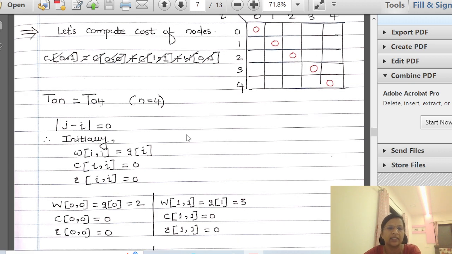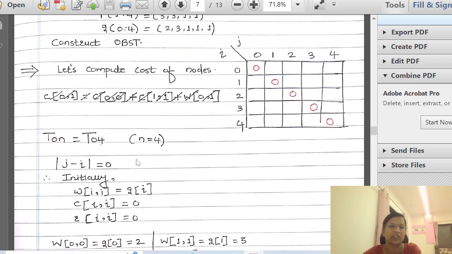What the formula says is, in the first step, whenever the values of J and I are the same, the weight is directly assigned the probability of unsuccessful search. In the problem statement, we are given the probability of unsuccessful search. So we can simply write W of Ij equal to Q of I. We can also replace J with I, because ultimately I and J are the same, so I have written it as W of II equal to Q of I. This value is directly assigned.